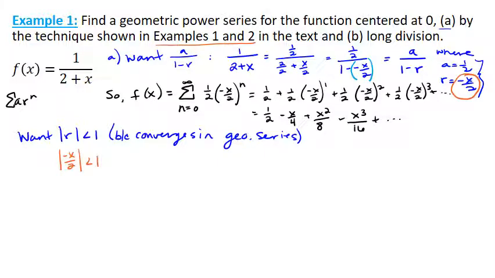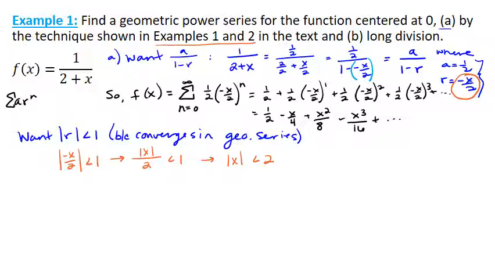All right, well, since this is an absolute value, the negative can go away. The 2 is positive, so the absolute value can come off of that. So I have the absolute value of x divided by 2 must be less than 1. Multiply both sides by 2. So the absolute value of x needs to be less than 2.